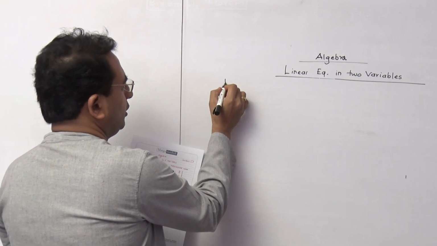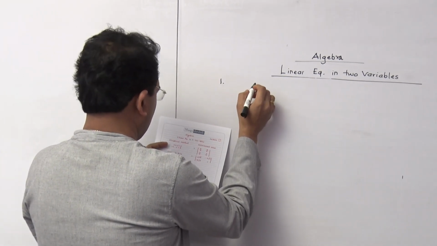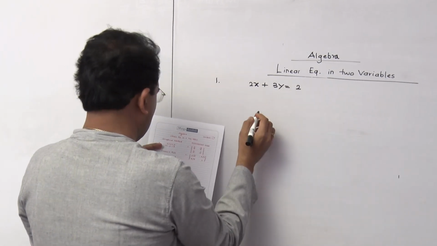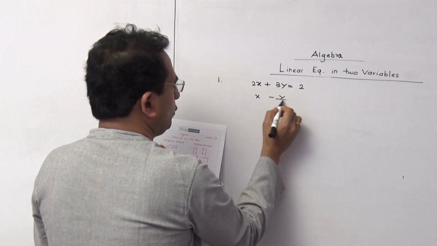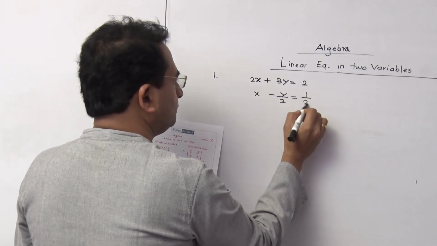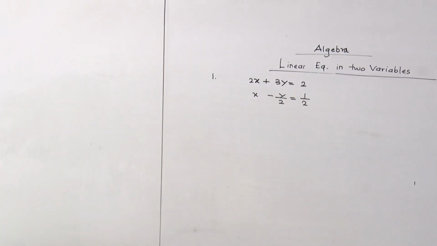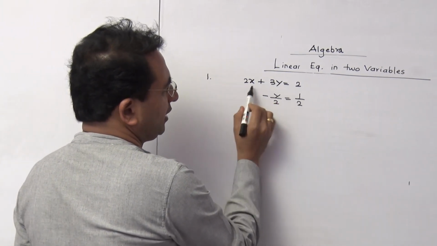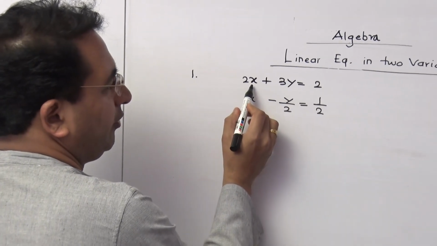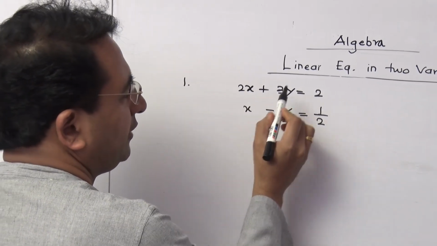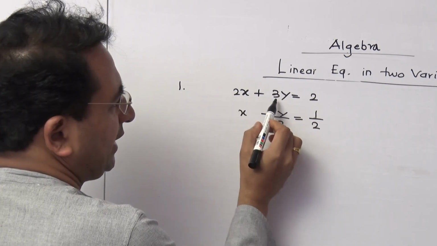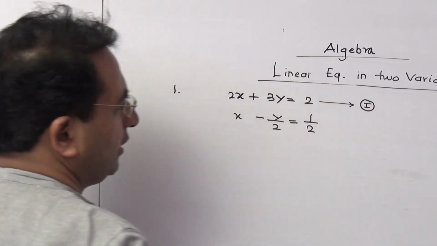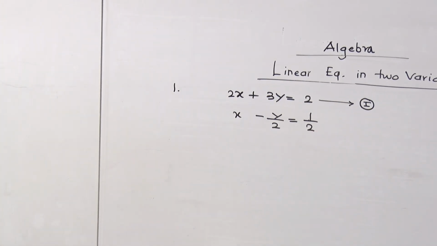Now see the first equation here. I am writing here 2x plus 3y is equal to 2 and x minus y by 2 is equal to 1 by 2. These equations we have to solve by Cramer's rule. Now first of all, let me be very clear. When you solve simultaneous equations, we have to write the equation like x, y, then constant. If the equation is like that, then only we are supposed to number it. That is what we are writing as equation number 1. Is that clear to you?